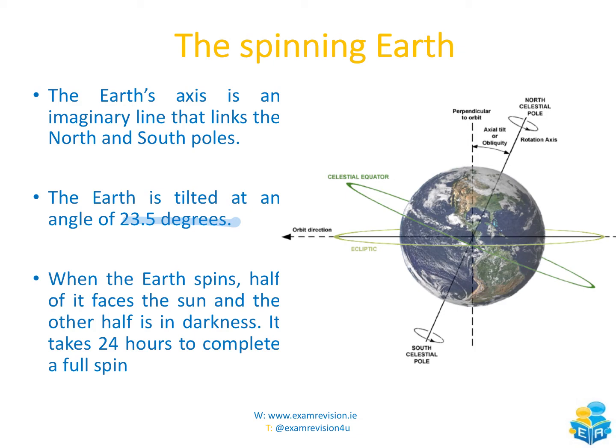Okay, so for some of the day, obviously during summer we have longer days because we're tilted more towards the sun, which we'll come to in a couple of minutes. In winter we're tilted more away from the sun, so it's never really going to be a full 12 hours sunlight and daylight. It is going to change because of the tilt, but half of it is going to face the sun, the other half is going to be in darkness.